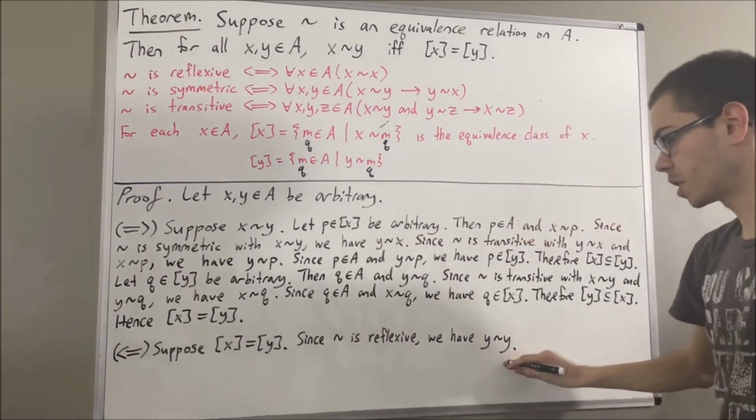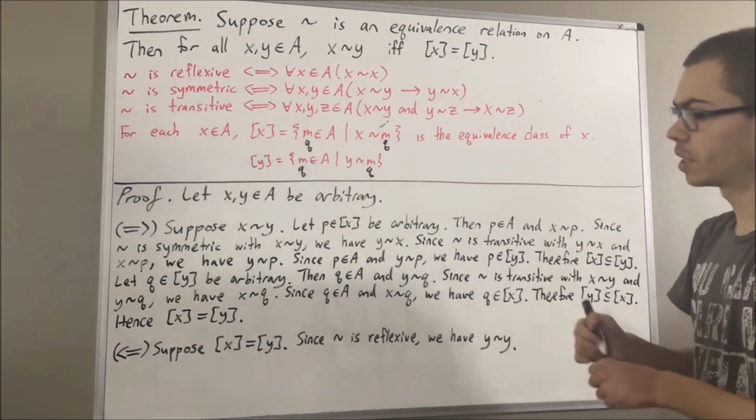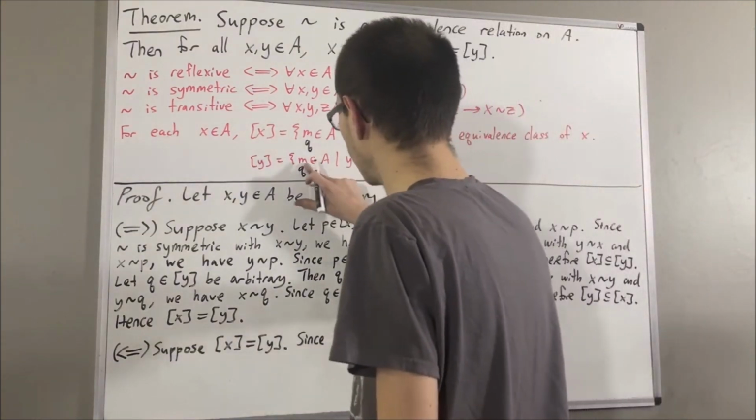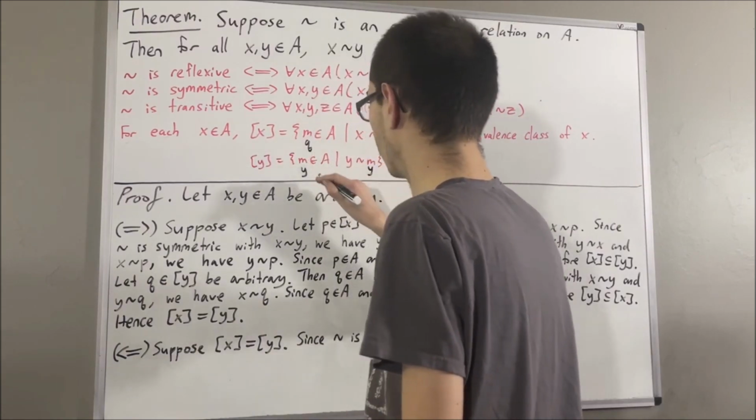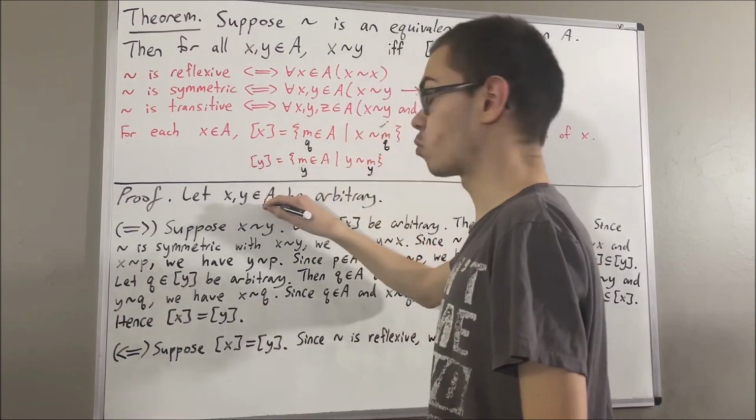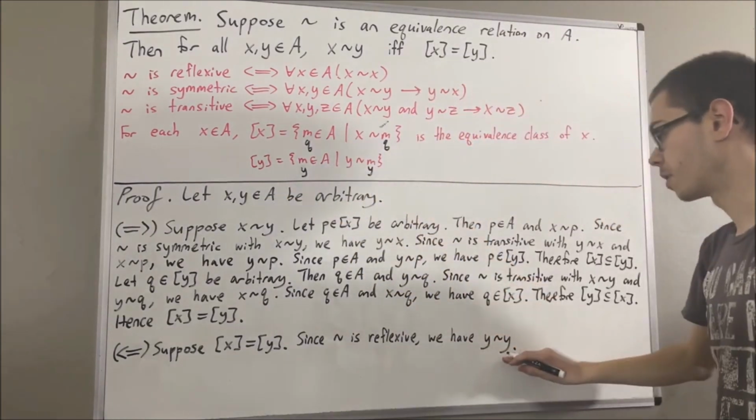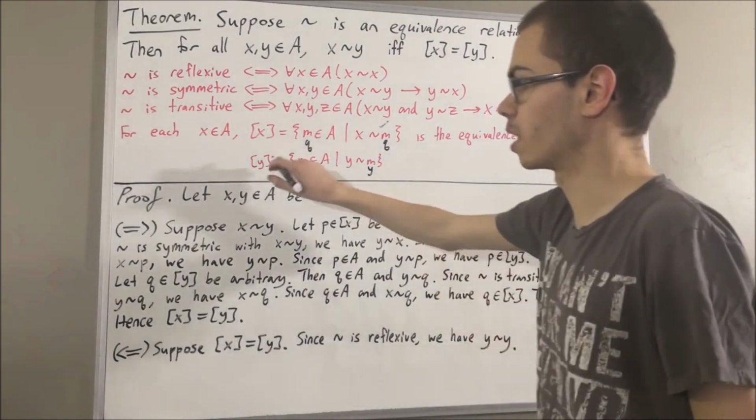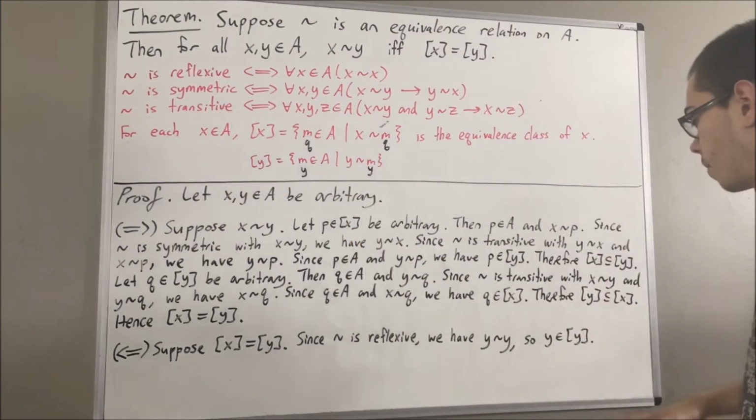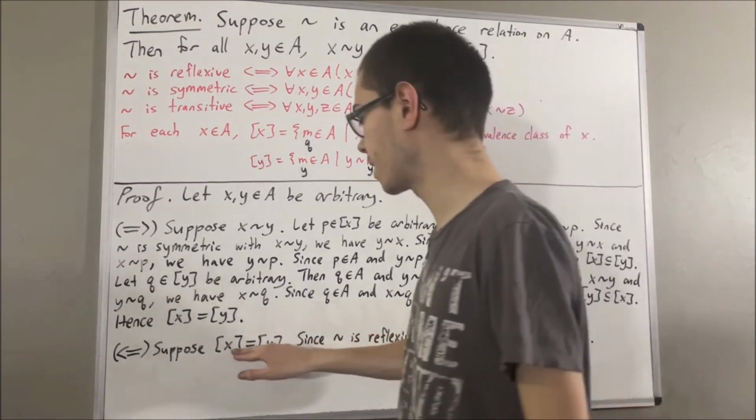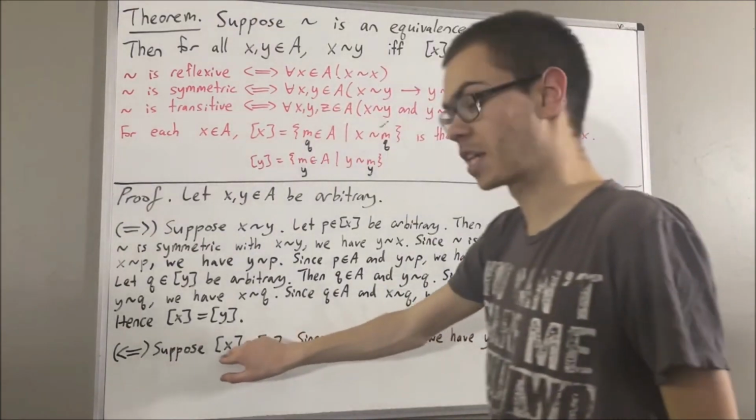But this actually tells us that y must be an element of the equivalence class of y. Because if we take m to be y, well, we know that y is an element of A. That's where we started. And we know that y is related to y because that's what we have right here. So we can conclude that y is an element of the equivalence class of y. However, since the equivalence class of x is equal to the equivalence class of y, that tells us y must be an element of the equivalence class of x.